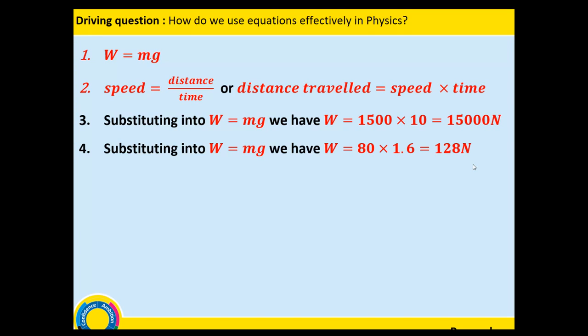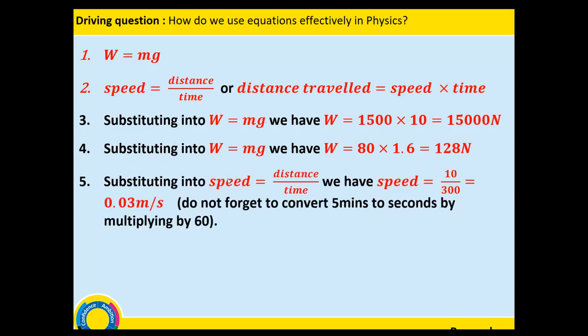The next question says, a lobster creeps 10 meters along the seabed in 5 minutes. Find its average speed. So we're given 10 meters, that is distance. We're given 5 minutes, that is time. However, please be reminded that the 5 minutes has to be converted to seconds. We cannot work in minutes. So 5 minutes need to be multiplied by 60, to make it into seconds.